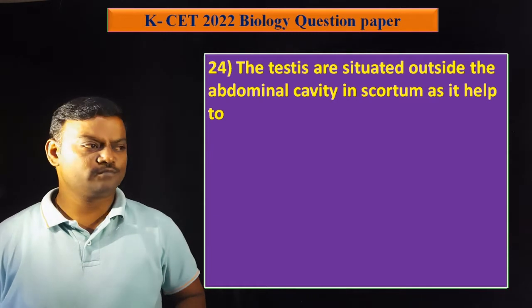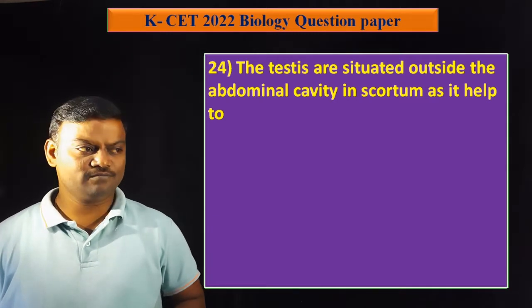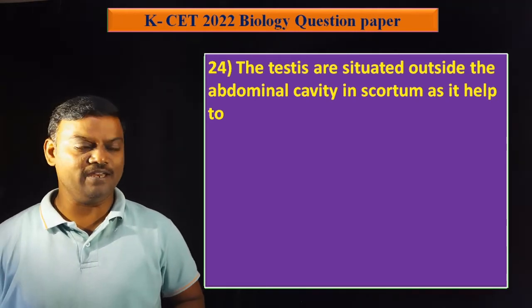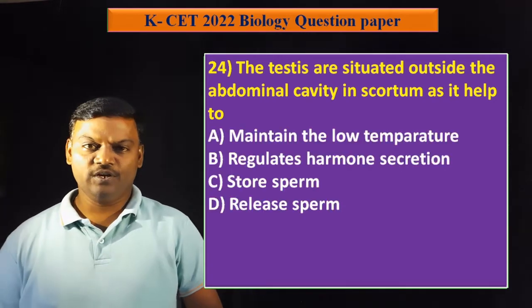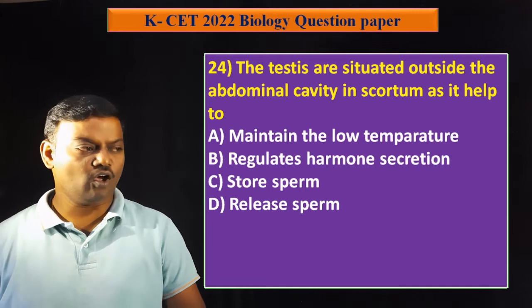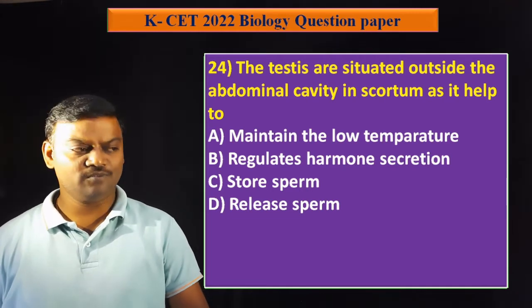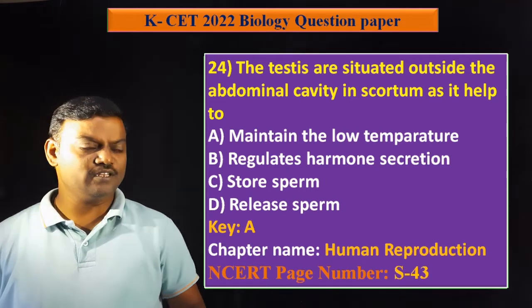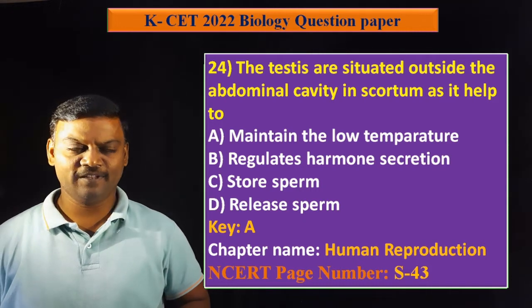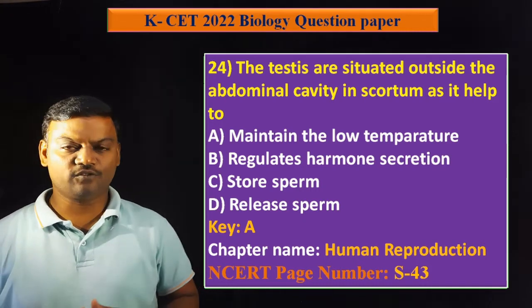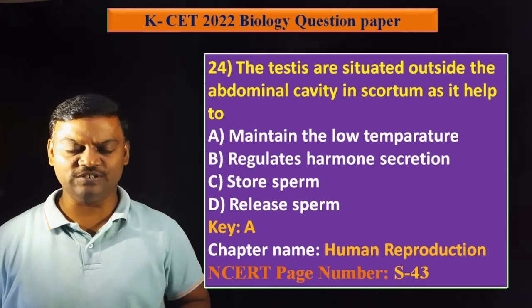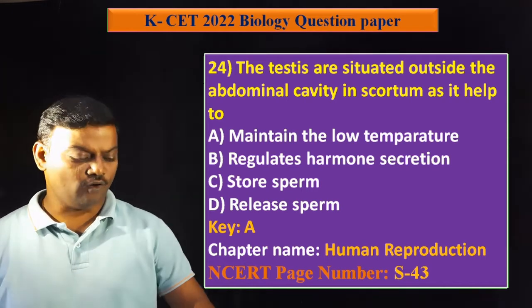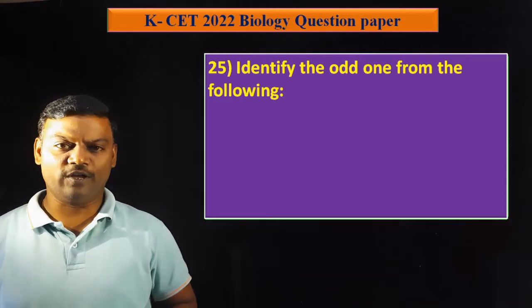Question number 24. The testes are situated outside of the abdominal cavity in a scrotum as it helps in: option A, to maintain the low temperature; option B, regulate hormone secretion; option C, store sperm; option D, release sperm. The correct answer is option A. The testes are situated in the scrotal sac to reduce body temperature. It is a question from Human Reproduction, NCERT, page number 43.